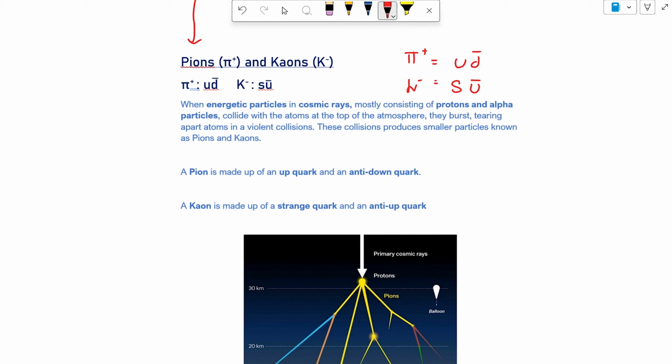So, the way I like to remember this is the Nintendo DS. And this DS over here is sandwiched by two U's with an alternating anti. So we have normal, anti, normal, anti. So then this is our pion and this is our kaon.